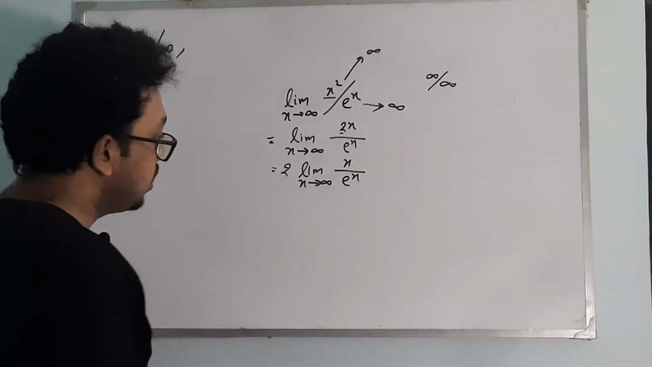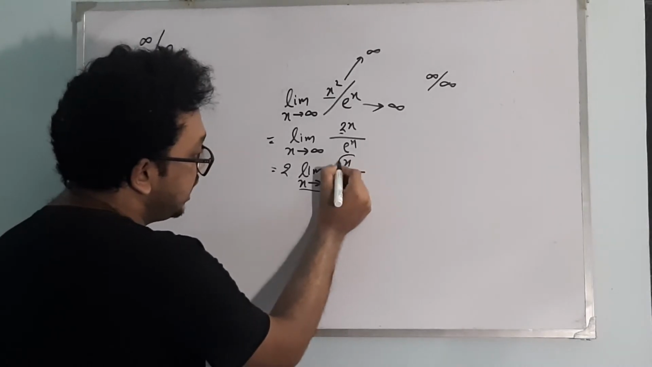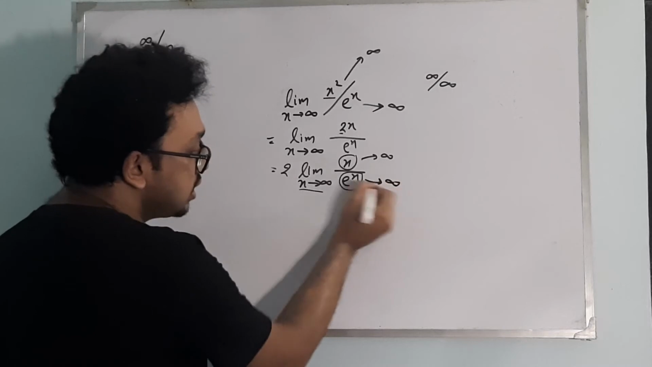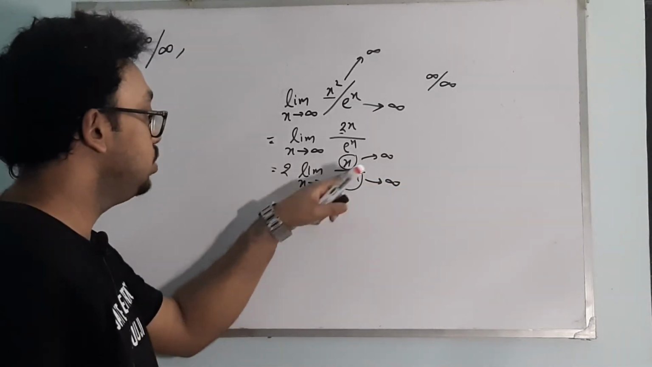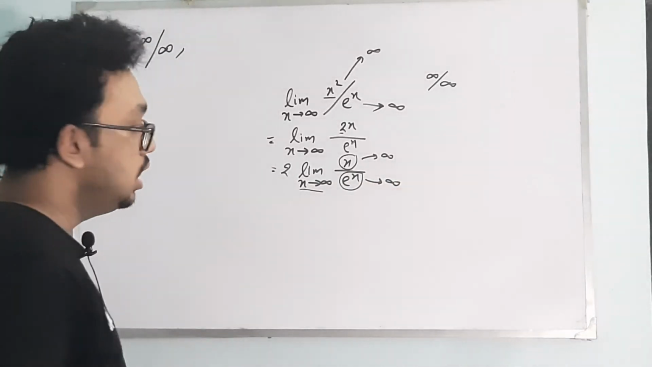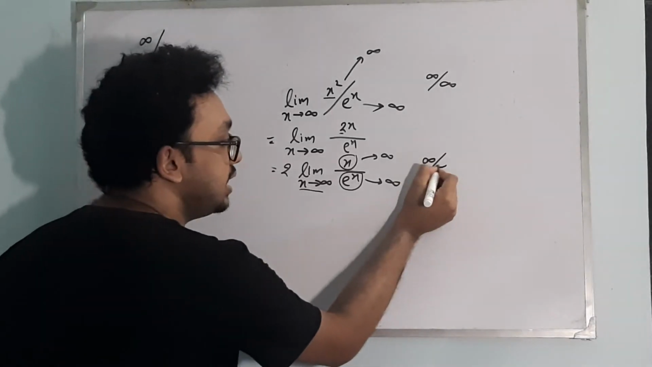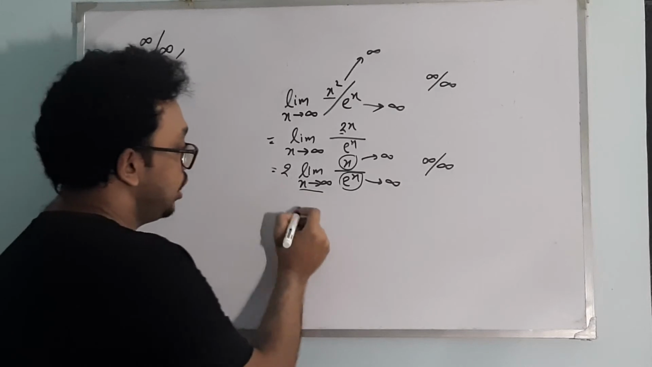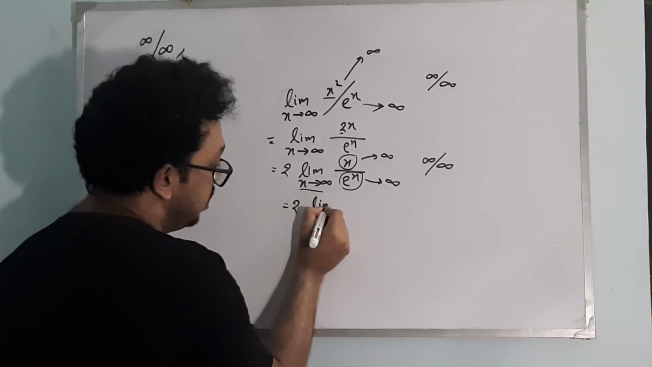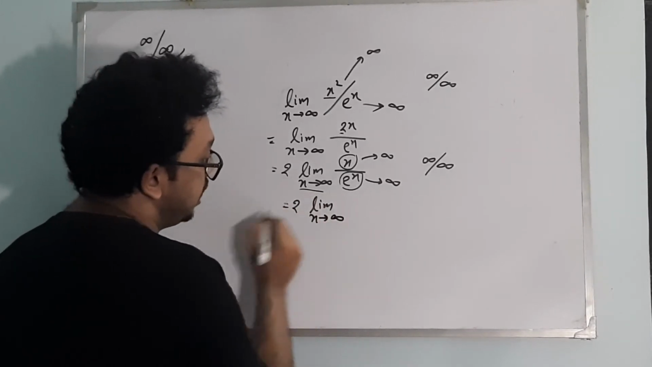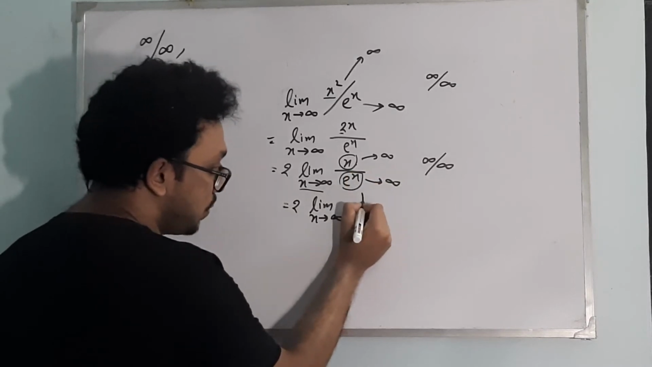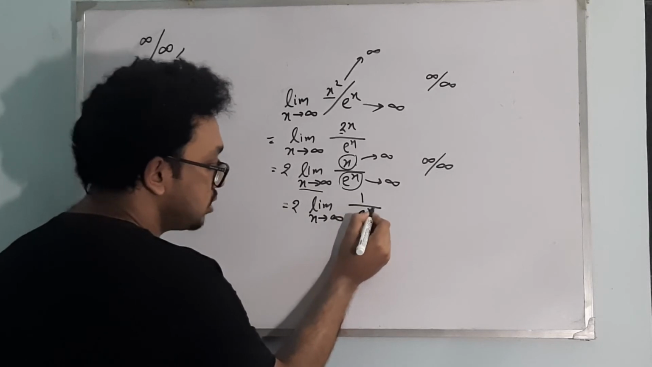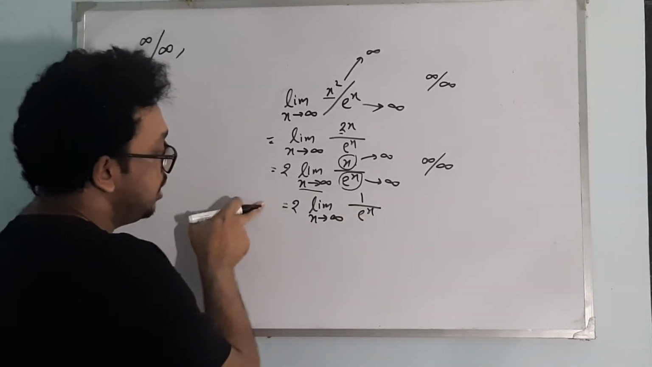Now observe that when x is tending to infinite, the numerator is tending towards infinite, and the denominator is also tending towards infinite, because when x is tending to infinite, e to the power x will also tend towards infinite. So clearly it is again present in an infinite by infinite form. So you have to again differentiate the numerator and denominator separately, and you will have 2 times the limit as x extends towards infinity. If you differentiate the numerator x with respect to x, you will have 1. If you differentiate the denominator e to the power x with respect to x, you will have e to the power x. So this limit will be the same as this limit.